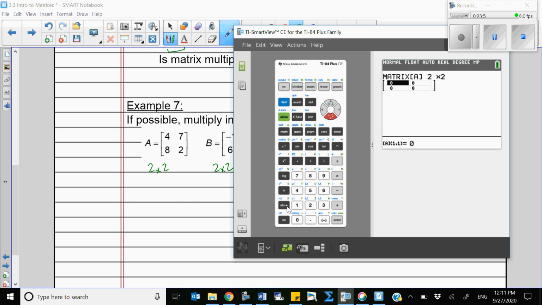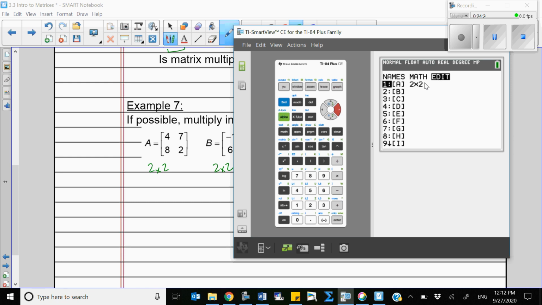Next I need to enter the elements here. I go down and enter 4, then 7, then 8, enter, and 2. So that's my first matrix, which is A. Next, I need to enter my second matrix, which is B. I'm going to go again to second, x minus 1, and then go over to edit B.